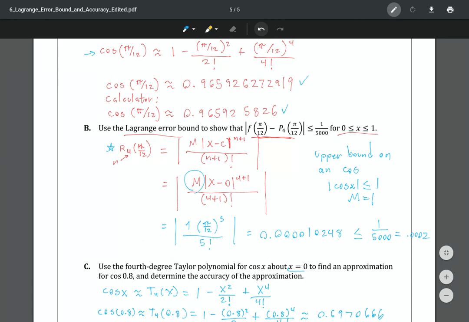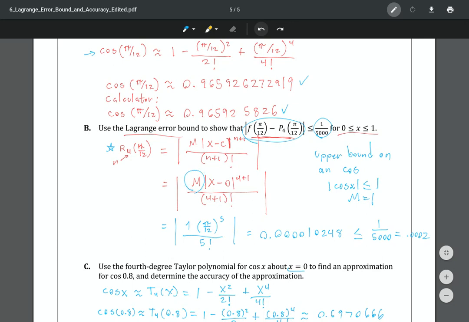Okay. Now, the part that is not really expressed directly is, remember, I'm trying to use the Lagrange error to figure out that this is basically accurate or more accurate than 1 over 5,000. Or the error is less than or equal to 1 over 5,000. So I know the cosine goes between -1 and 1, or the absolute value of cosine should be less than or equal to 1, all right? So that's going to be my maximum, which is what I circle here.